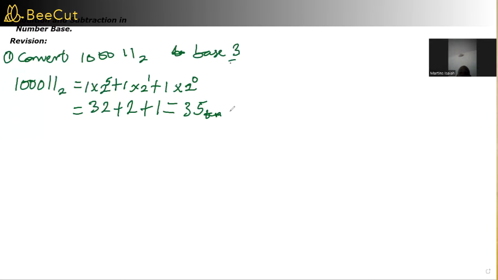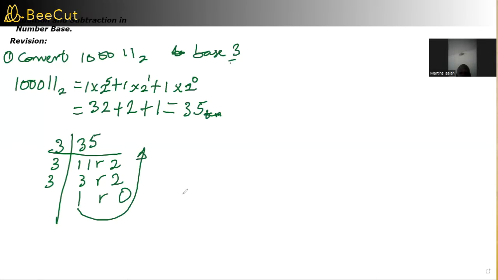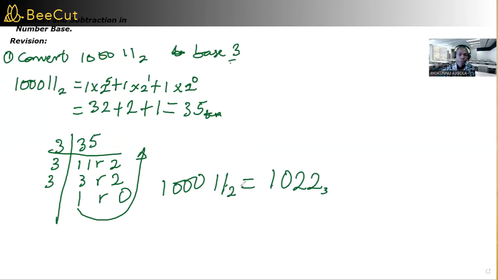So is that my answer? Yes, sir. Okay, so I still have to take this 35 from base 10 to base 3. So what am I going to do now? I'm going to divide my 35 by 3 until 3 can no longer divide. So how many 3s are there in 35? 11, remainder 2. So how many 3s are in 11? 3, that's 9, remainder 2. So how many 3s are there in 3? 1, remainder nothing. So I'll pick everything from here to the top. So what's my answer now? 100011 base 2 equals 1022 base 3.